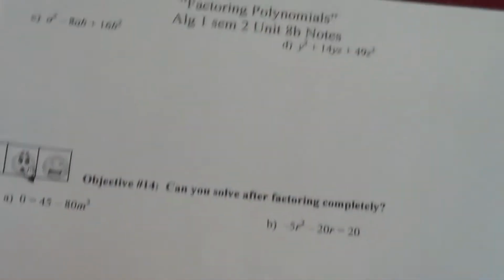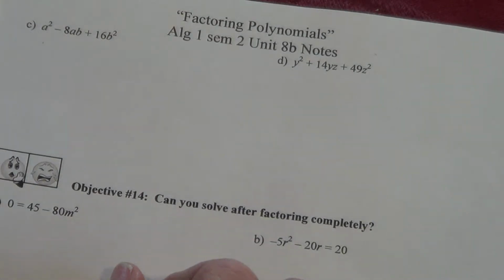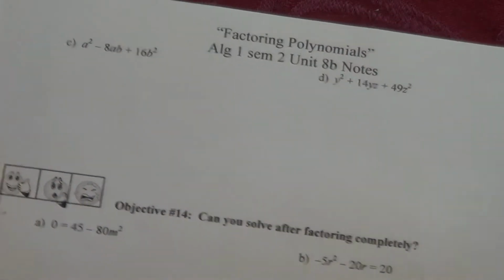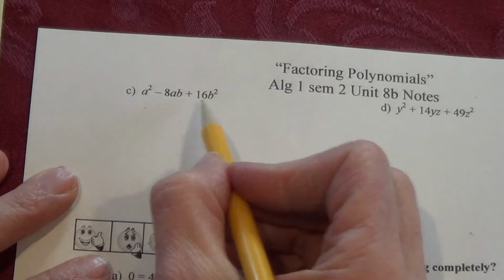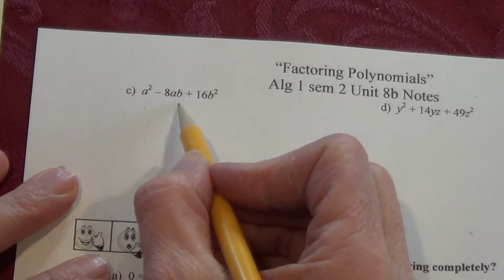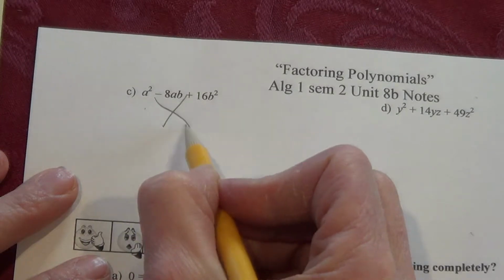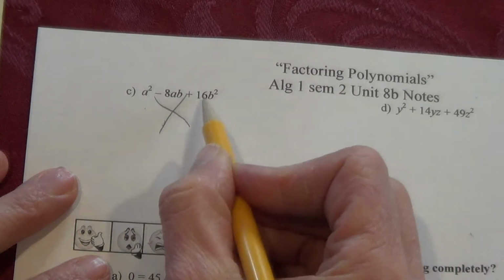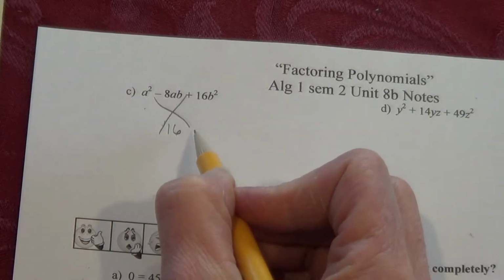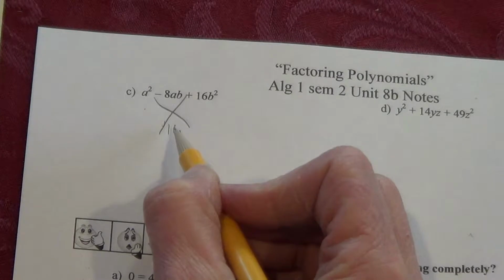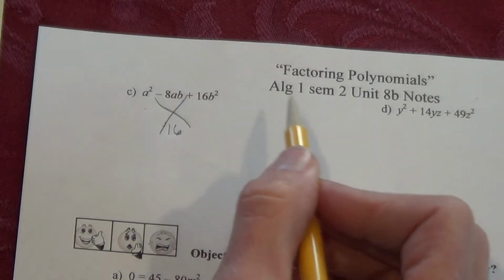Okay, the last page of this packet, page 6, up at the top, we're still factoring completely. So we have a trinomial here. We ask ourselves, well, 1 times 16 is 16. So what two numbers would multiply to be positive 16 and add to be negative 8?